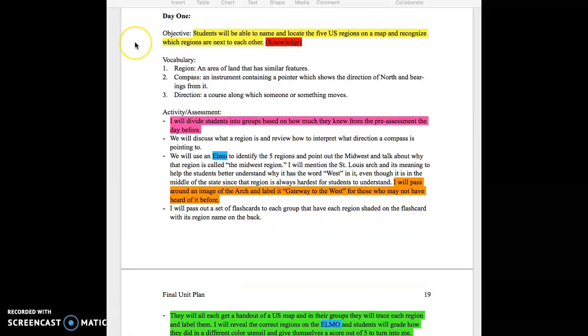just to make sure that they know where the directions are. So for day 1, we're not going to be focusing on any states. It's just going to be specifically regions and where they are. So there's some vocabulary right here: region, compass, and direction.